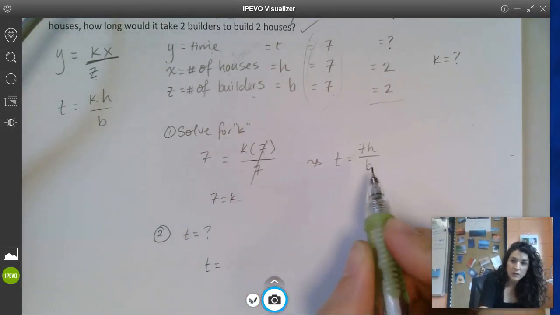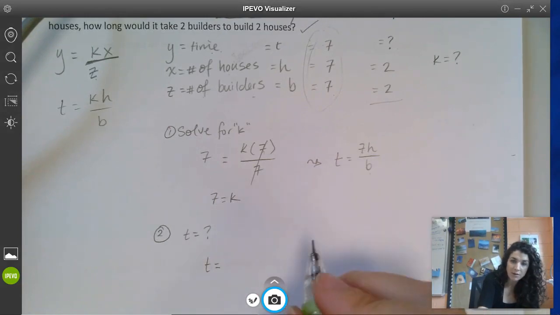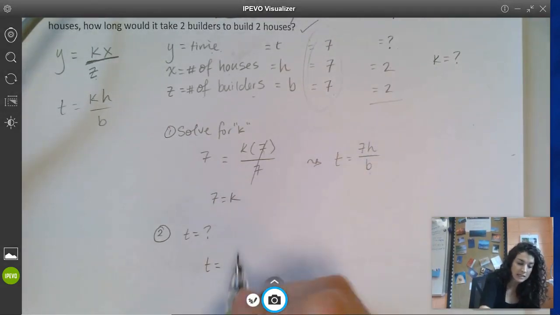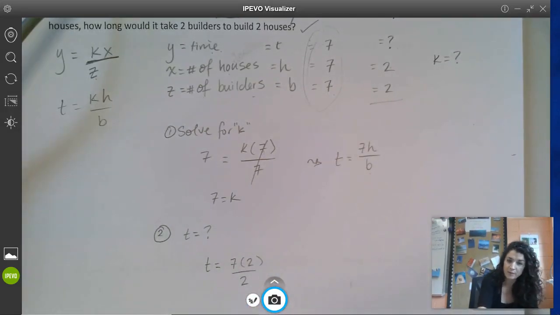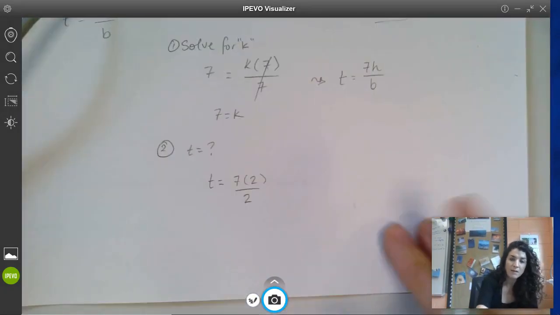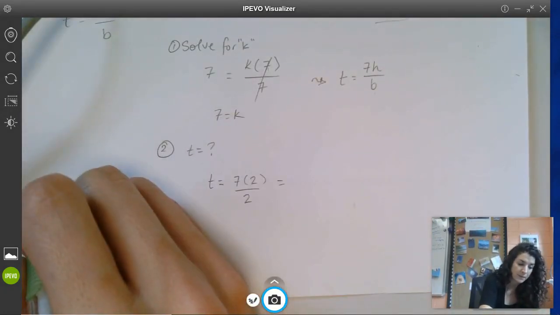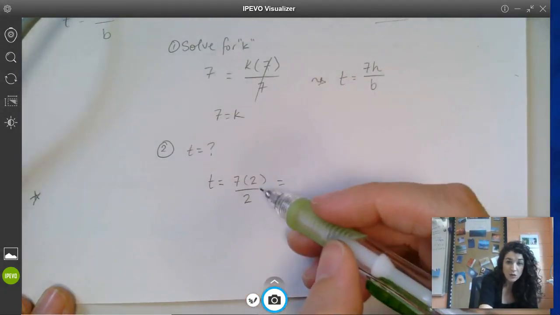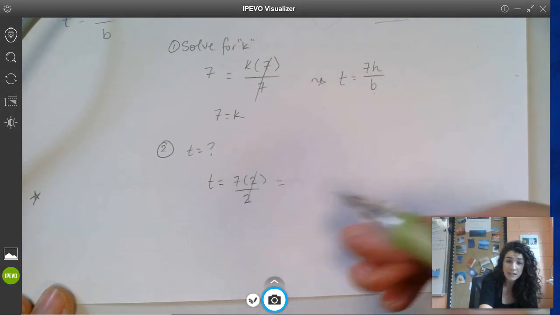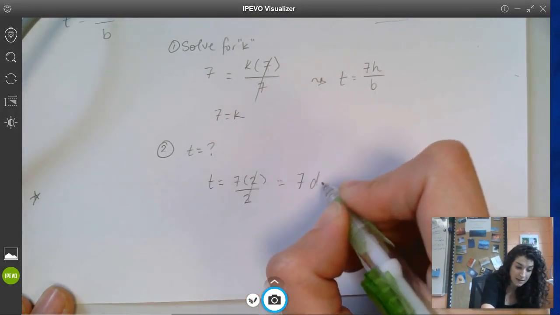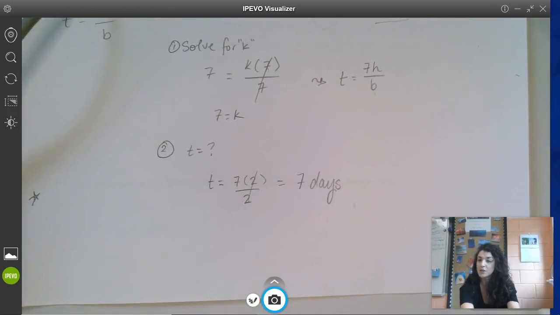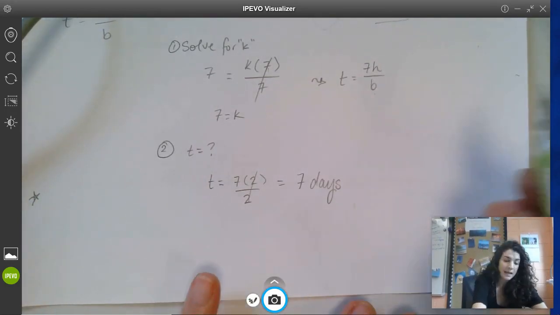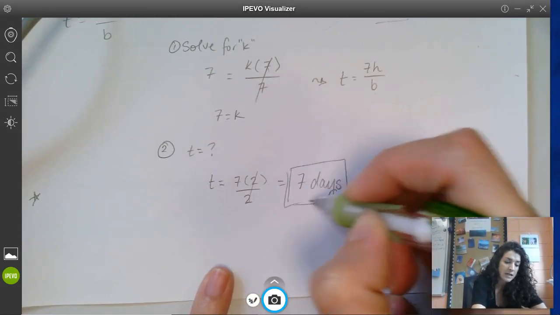T equals 7 times the number of houses, which in this case now is 2, divided by the number of builders. So how much time is it going to take? Those 2s cancel out, right? Or in other words, it becomes 14 divided by 2. It takes 7 days for 2 builders to build 2 houses. And that is your answer.